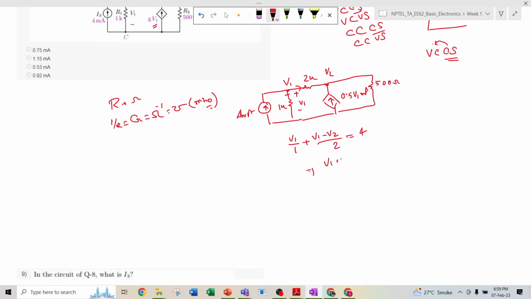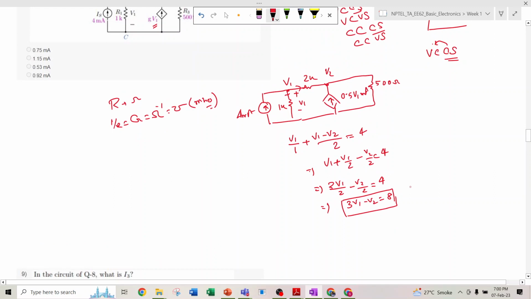So V1 plus V1 by 2 minus V2 by 2 is equal to 4. This is 3V1 by 2 minus V2 by 2 equal to 4. So this is 3V1 minus V2 is equal to 8. So this is one equation. We are writing the KCL in this node. Let us consider this node A, and let us consider this as node B.